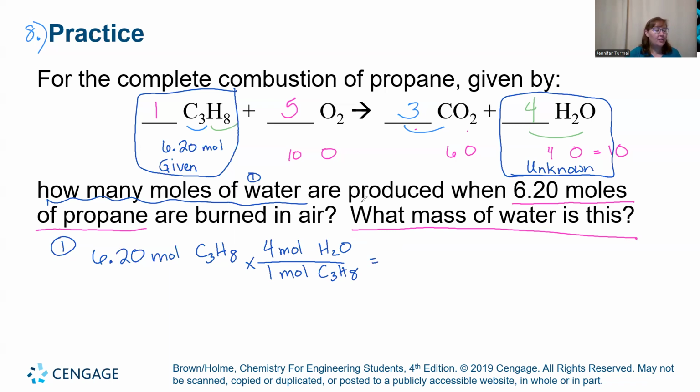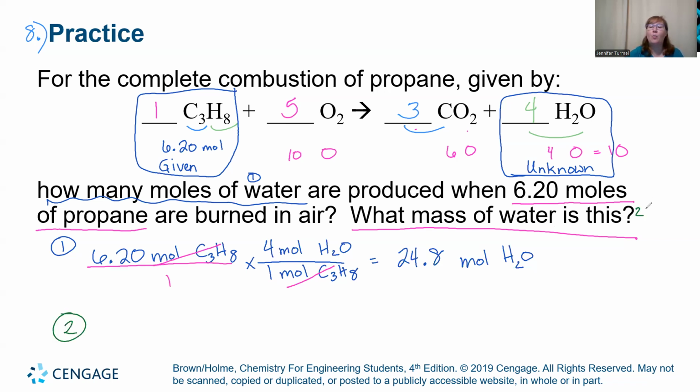Okay, and then the math for this is 6.2 times 4, and I can have 3 significant figures. So this becomes 24.8, and it's moles of H2O. And what I've done here is basically I've canceled moles and moles. So it's on the top. So top to bottom is how we cancel that. Okay, so now let's take a look at part 2 here.